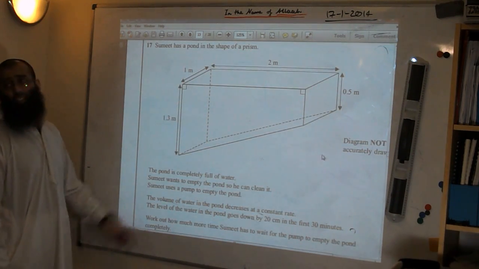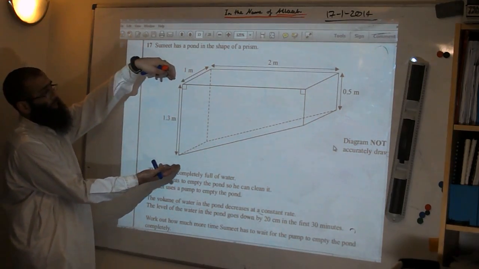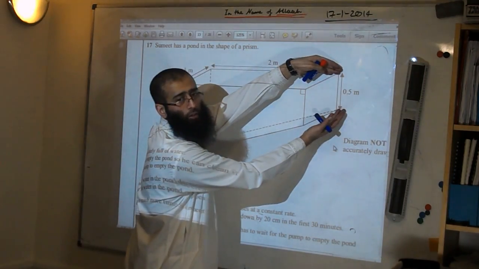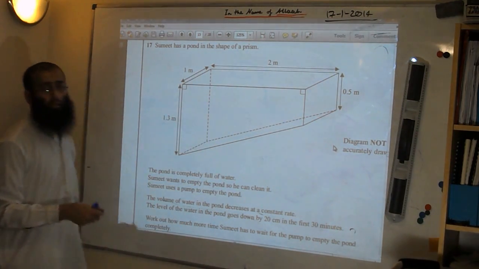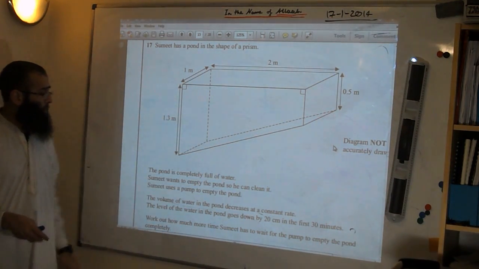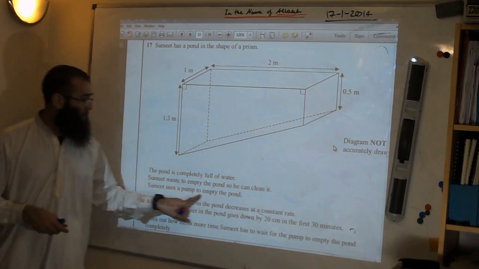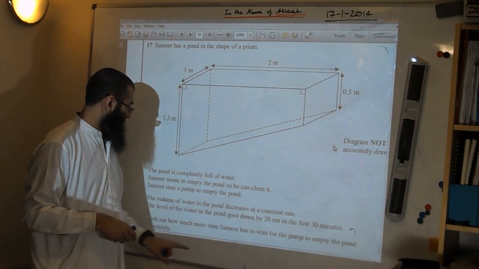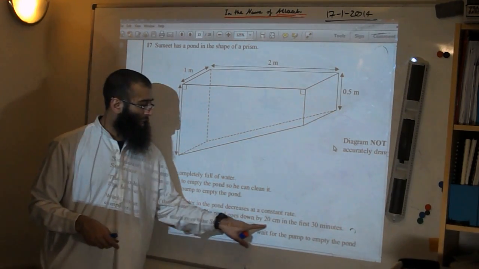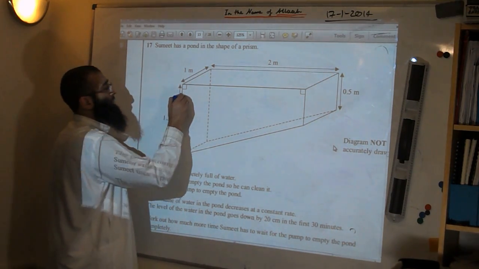Meet has a pond in the shape of a prism. Question number 17. We have the height of 1.3 meters, half a meter at the shorter end, 2 meters long, 1 meter wide. The pond is completely full of water, so Meet wants to empty the pond so he can clean it. Meet uses a pump to empty the pond. The volume of water in the pond decreases at a constant rate. The level of the water in the pond goes down by 20 centimeters in the first 30 minutes. That's very important. So let's work that out first.